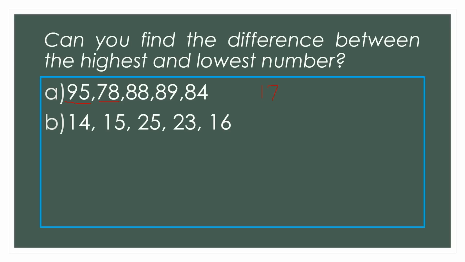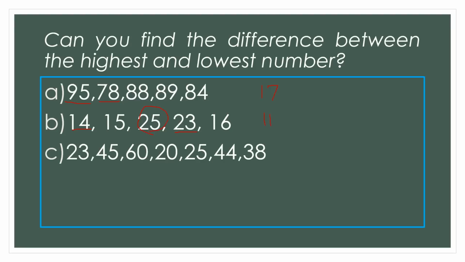Next, B. Can you solve for the difference of the highest and the lowest number? Our highest number is 25, and the lowest number is 14. Subtracting those two, the result is 11. Next, letter C: 23, 45, 60, 20, 25, 44, and 38. The highest number is 60, and the lowest number is 20. So subtracting those two, 60 minus 20 is equal to 40.